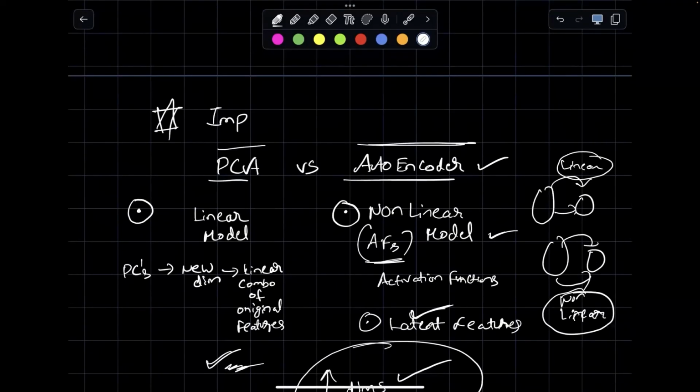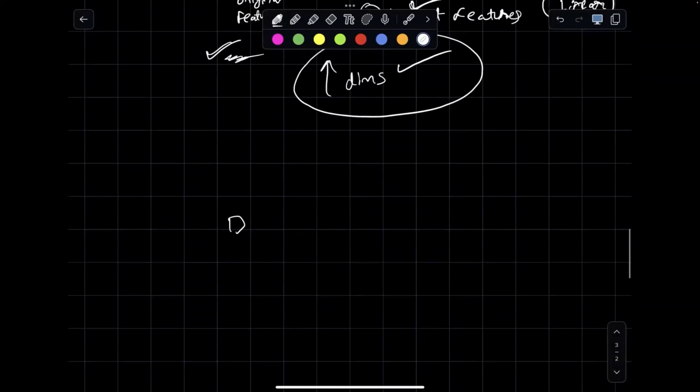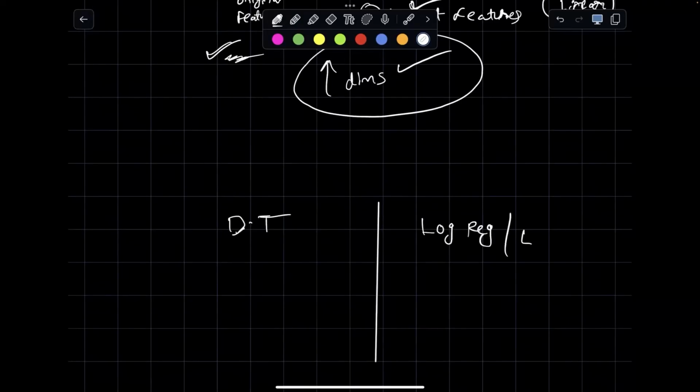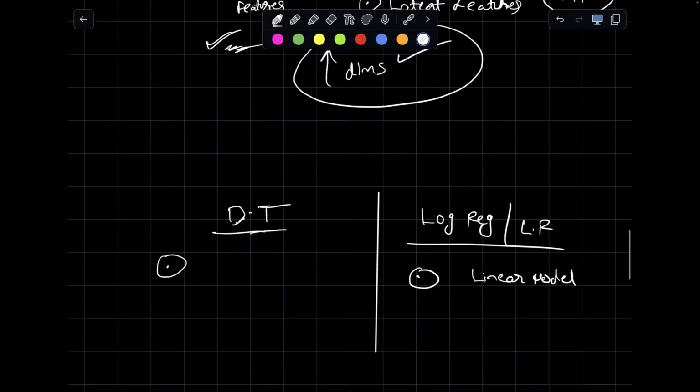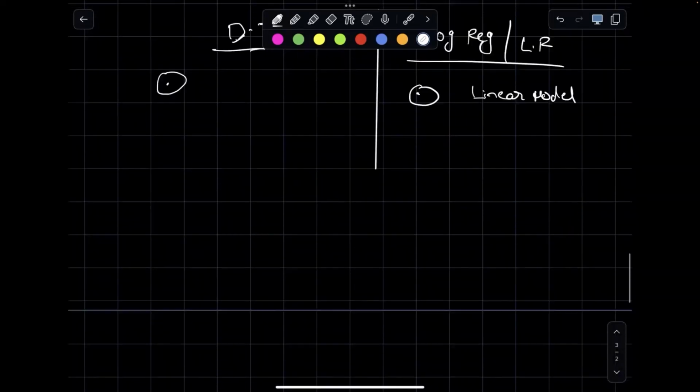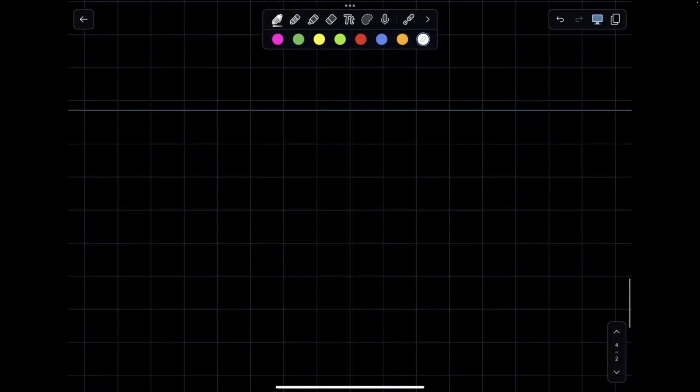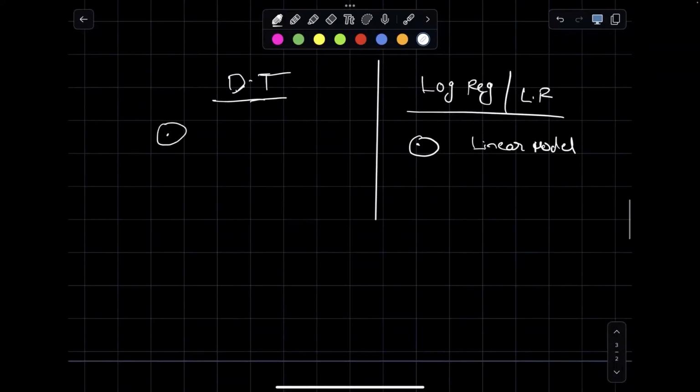Okay, yeah. So always try to do this, guys. Take two models and keep comparing them one by one. For example, as homework, you can take decision tree and maybe logistic regression or linear regression and compare both. Decision tree, is it a linear or non-linear model? Decision tree is definitely a linear model. Non-linear. Why? It is a non-parametric model.